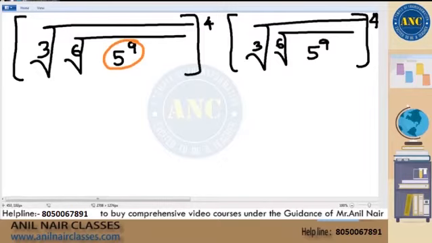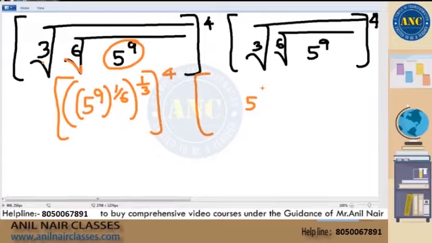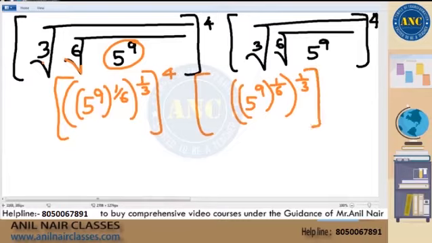Step by step we will do it. 5 power 9 I will write as it is. 6th root is nothing but power 1 by 6. Cube root is nothing but power 1 by 3. Power 4 I will write as it is outside. The same term is written once again: 5 power 9, 6th root is 1 by 6, cube root is 1 by 3, power 4 as it is.